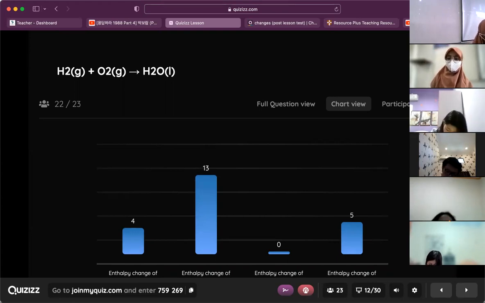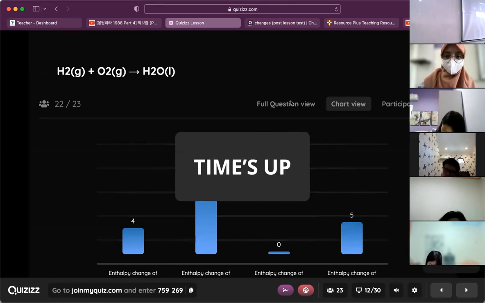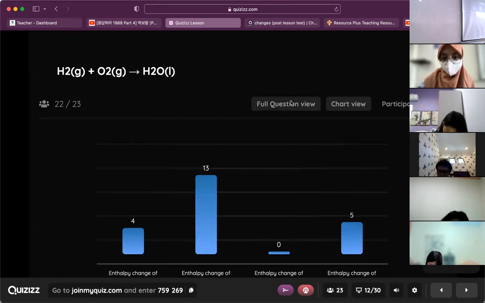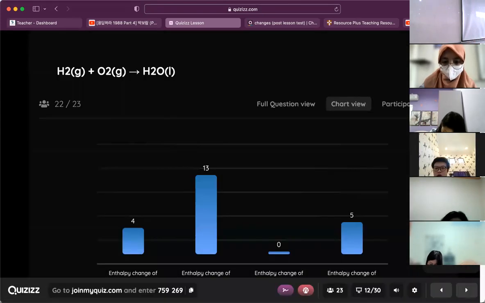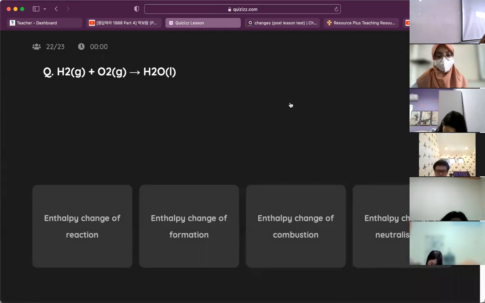3, 2, 1. Time's up. Okay. So what type? Most of you are answering the second one, enthalpy change of formation. Yes, it's correct. It's enthalpy change of formation. 1 mole of water is produced from its elements.